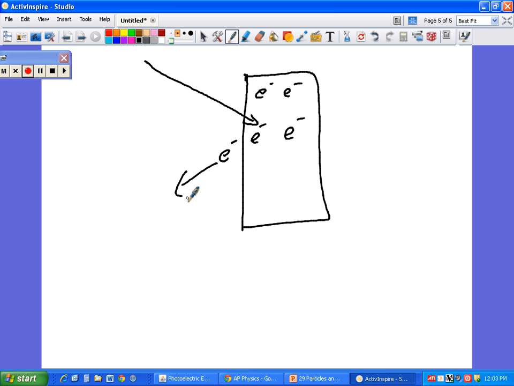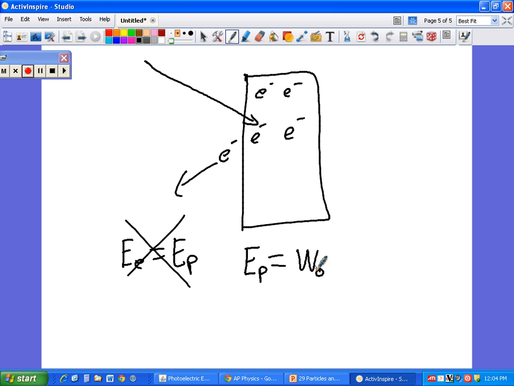Now, what has to be true about the energy of this electron? Well, based on conservation of energy, you should say that the energy of the electron should be equal to the energy of the photon. It's not. Now, here's the reason. The energy of the photon gets used up by the metal. The metal has some given amount of energy that it takes just to tear the electron away. That we call the work function of the metal. Work function is often written as W sub naught.